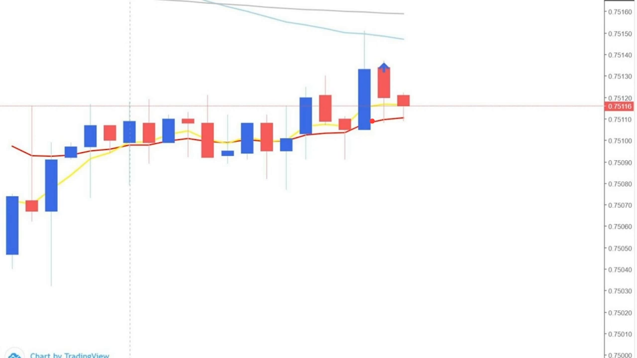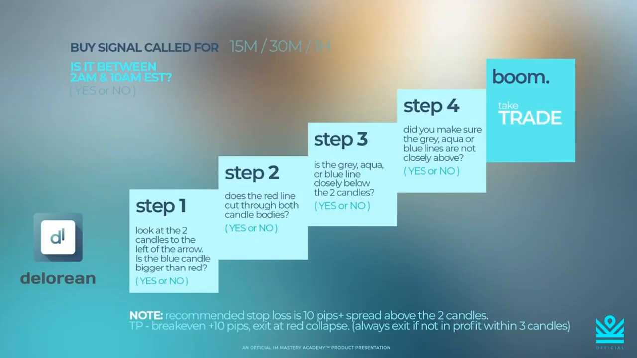So if we get an answer no, what happens? We don't take the trade. We move on to the next signal that is called with the Delorean. Now, for the sake of today's training video, what I want to do is go through all 4 steps to make sure and ensure that you see this clearly. So let's go now to step 3. We already know that we wouldn't take this trade, but presumably, say somebody missed that one. Let's go to step 3 and take a look.